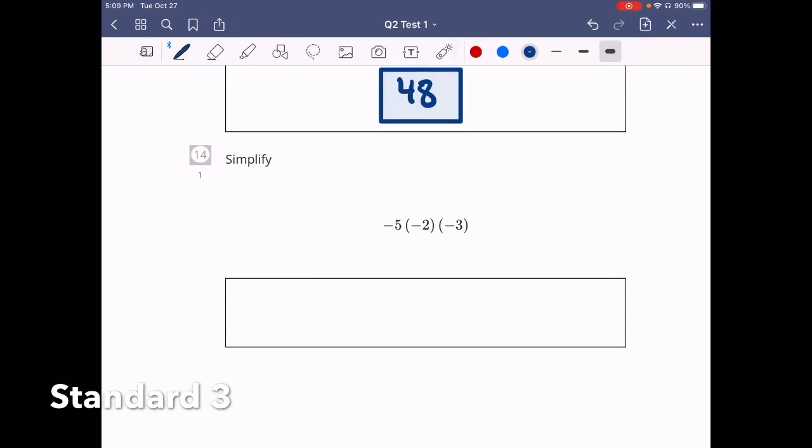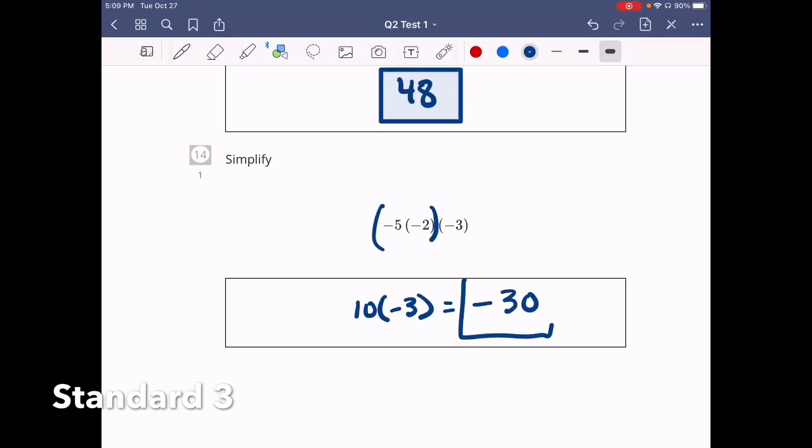Negative 5 times negative 2 times negative 3. We'll break it up. We'll do negative 5 times negative 2 first. Negative times a negative is a positive. 5 times 2 is 10. So I have positive 10 now times negative 3. And I have a positive times a negative. So my answer is going to be negative. 10 times 3 is 30. So my answer is negative 30.